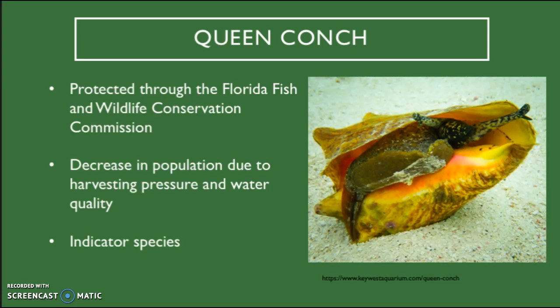A decrease in population size is due to harvesting pressure as well as water quality. Queen conch are sensitive to changes in the water, and they're used as an indicator species to see what the water quality is. And the quality of the water in the Florida Keys area has decreased, which causes these populations to decrease too.